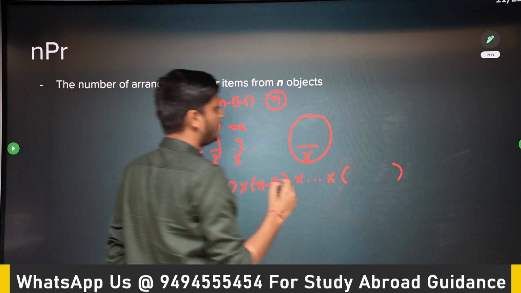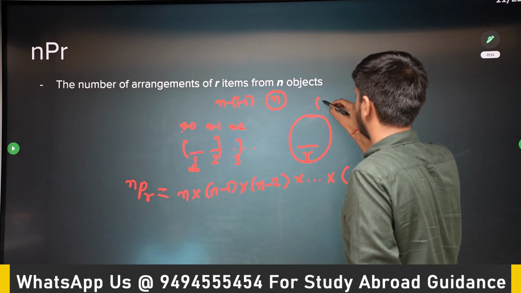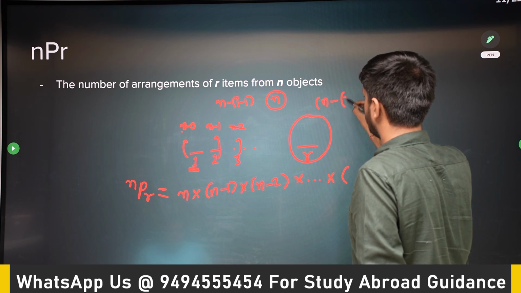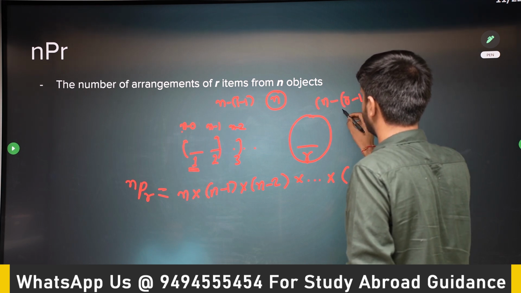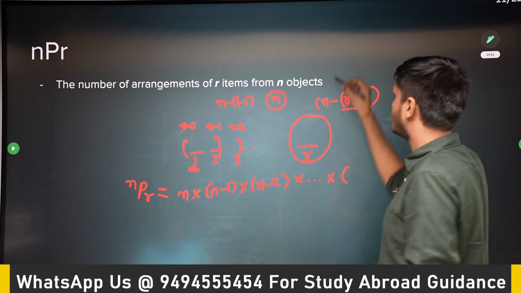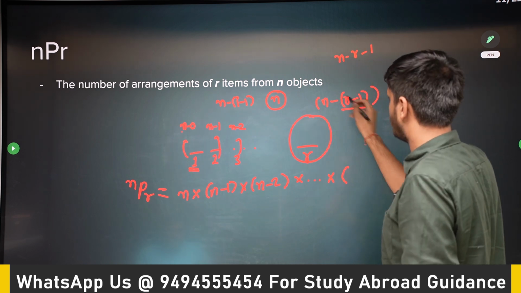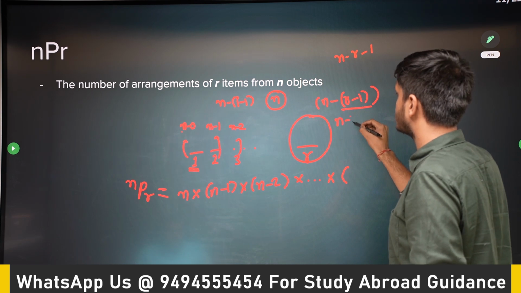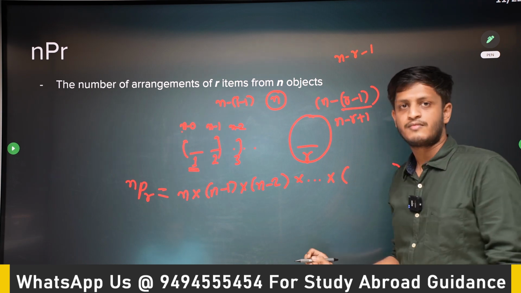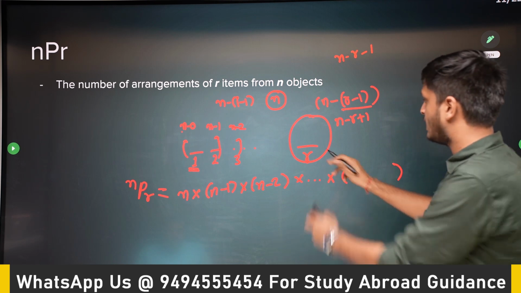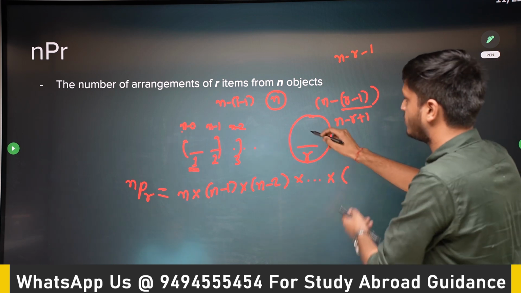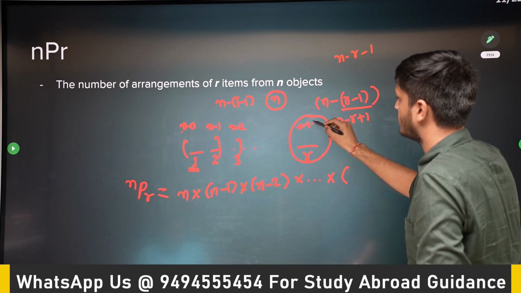So for the rth place, how many options will you have? n minus (r minus 1). Don't forget to add this bracket. Don't write it as n minus r minus 1, this is wrong. If you expand this bracket, it will come out to be n minus r plus 1. I hope you got it, right? So for the rth place, just extrapolate, you will have n minus r plus 1 options.